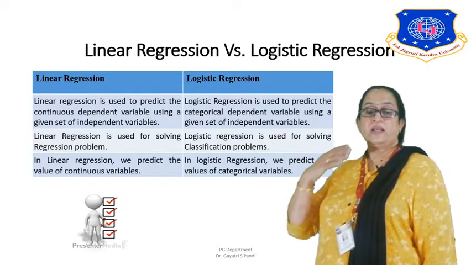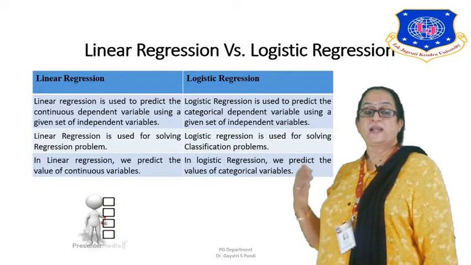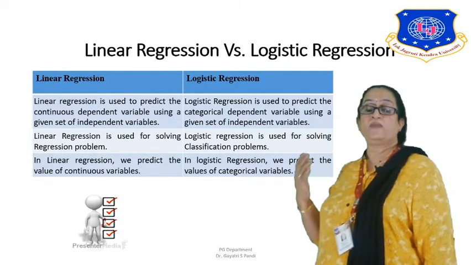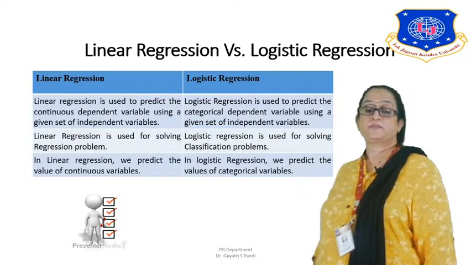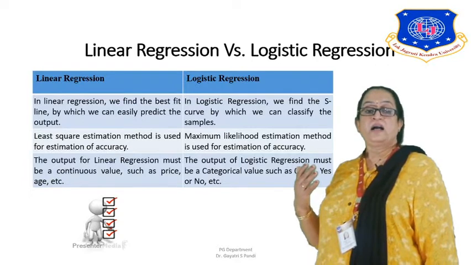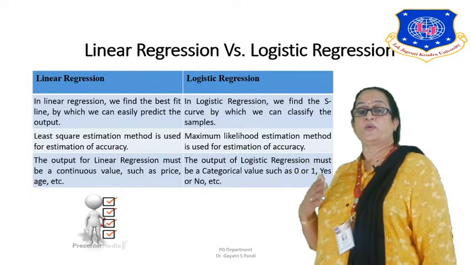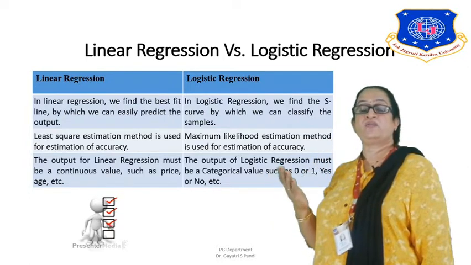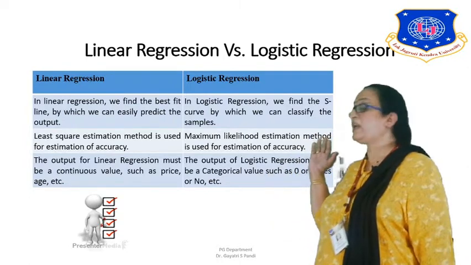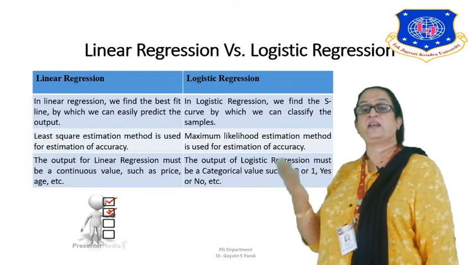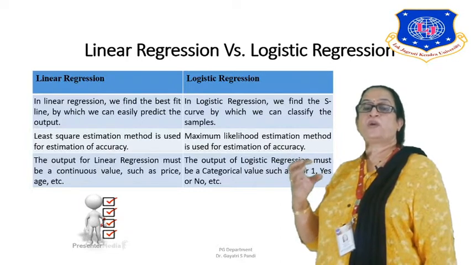In linear regression we predict the values of continuous variables, whereas in logistic regression we predict the value of categorical variables. In linear regression we find the best fit line by which we can easily predict the outcome, which is normally a straight line. Whereas in logistic regression we find the S-curve by which we can classify the sample. Certain input features are given and then it is classified. The output is a classifier, which is a categorical value.